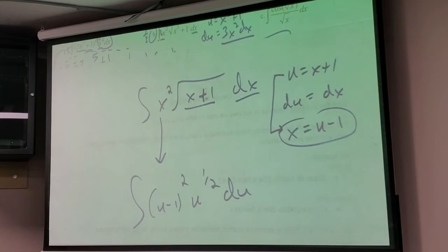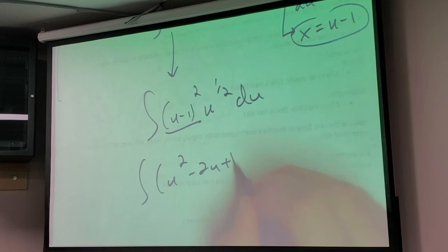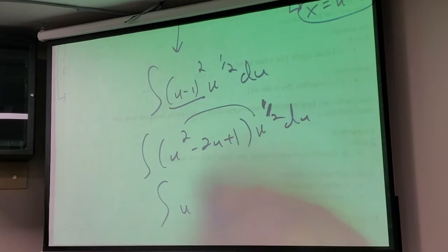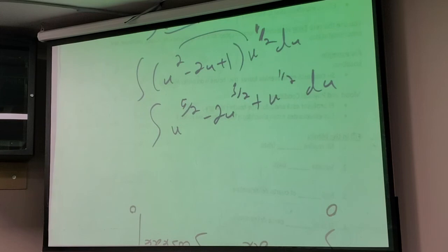Now, why is this better? Can anyone tell me why that's better? Because now I can multiply this out, and then I can just distribute this. So I get u to the 5/2 minus 2u to the 3/2 plus u to the 1/2. And that's easy. Isn't that kind of neat?